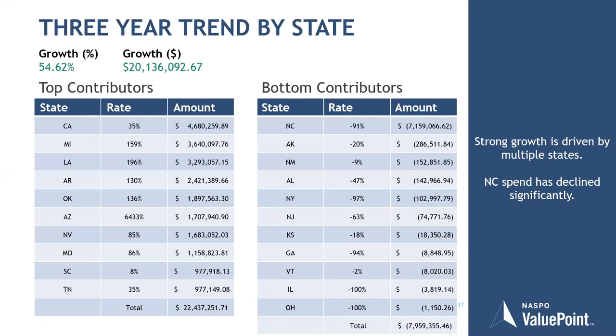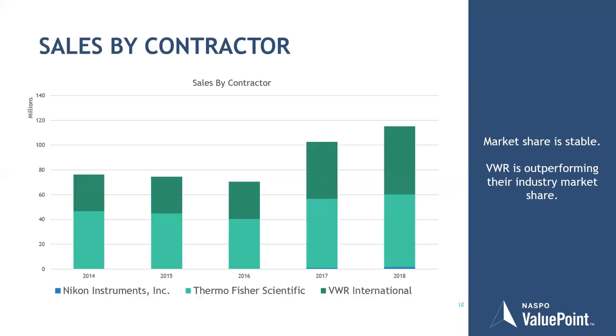You can see what the usage looks like, who's really been using the contract, and who has not been using the contract. Certainly looking at the market share of the contractors you have is good to know. This is an important piece to compare back to your market analysis. So as you analyze what is VWR's position in the overall market and what's their position in our portfolio. And you can see in this case, VWR actually outperforms their industry market share, but their market share overall within the contract is quite stable.